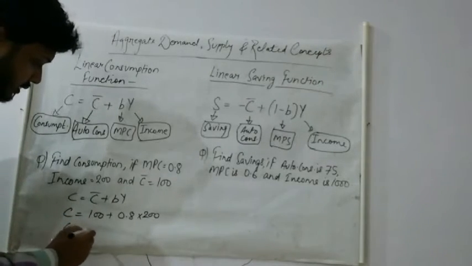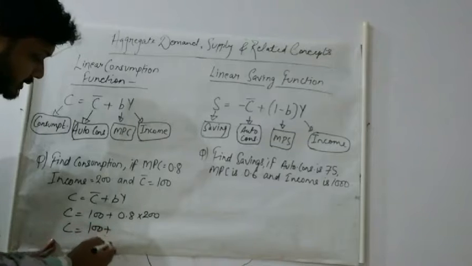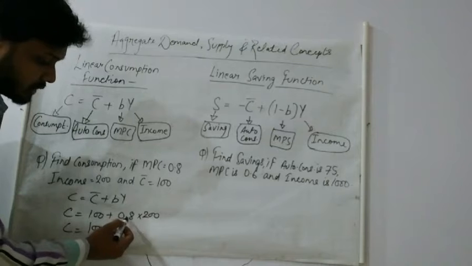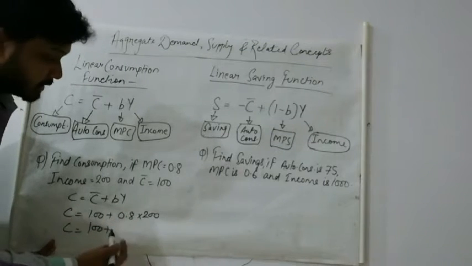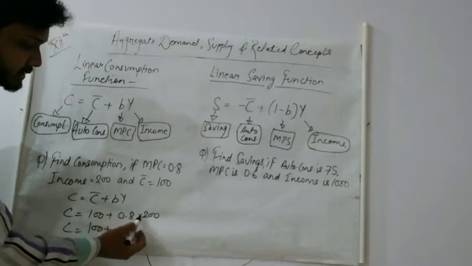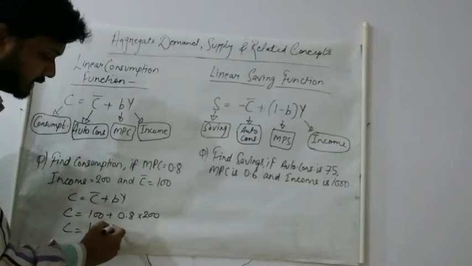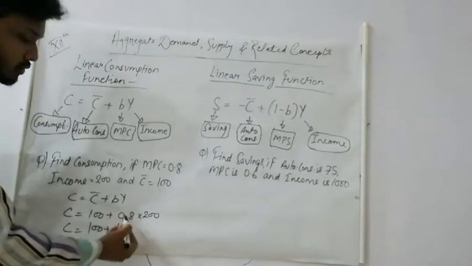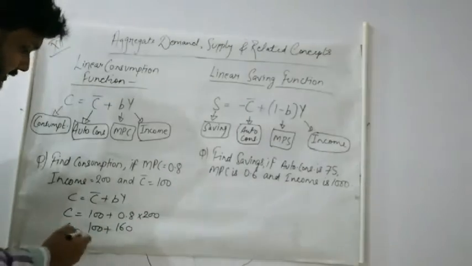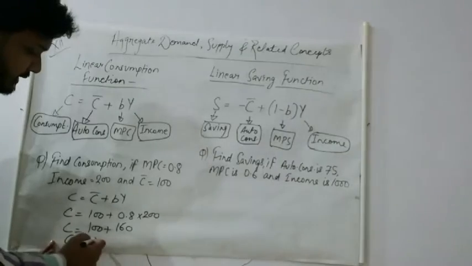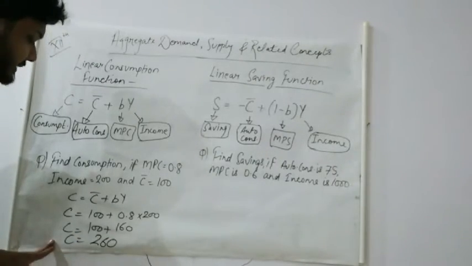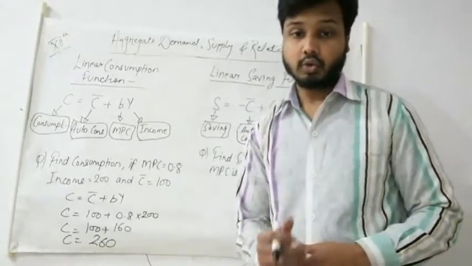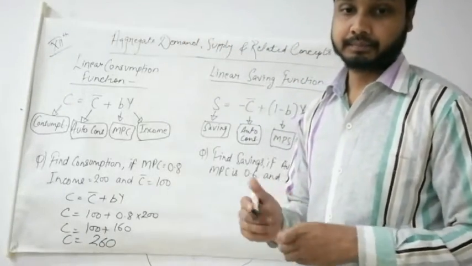So 100 plus, if we solve this, 200 into 0.8. You can also write this in the form of fraction, or we know that it is 80%. So 80% of 200 will be 160. Or you can directly multiply 200 into 0.8, it will be 160. Now nothing you have to do, just add these two: 260. It means, students, that our value of consumption here is 260.